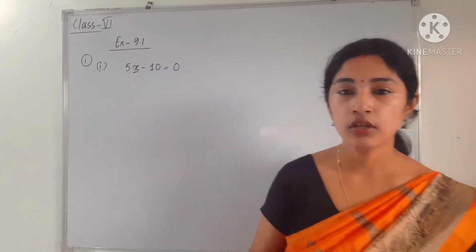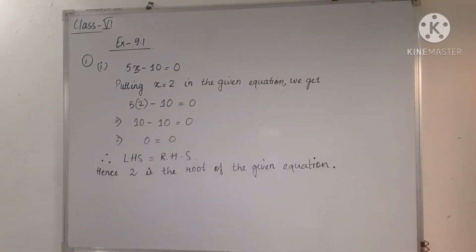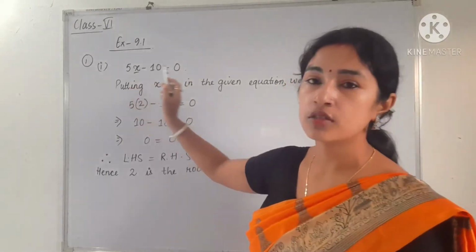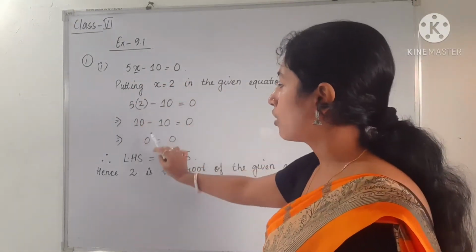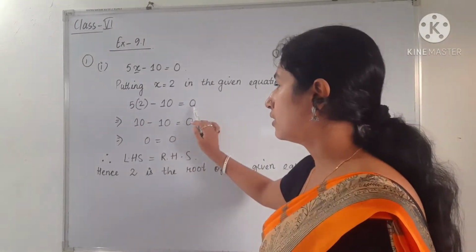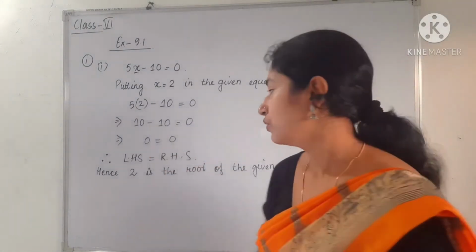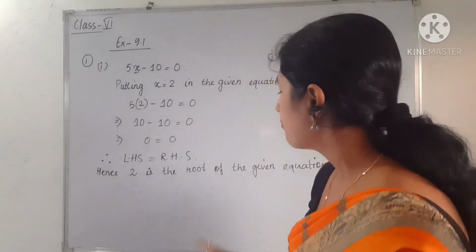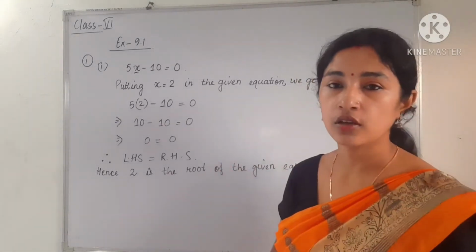Okay, so let us do it. So see here, I am putting x is equal to 2 in the given equation, which is given in the question. And after solving it, we are getting the left hand side as 0 and the right hand side is already 0. That means both sides are the same, both sides are equal. Therefore, we can say left hand side equal to right hand side. Hence, 2 is the root of the given equation. That means 2 is the solution of this equation.